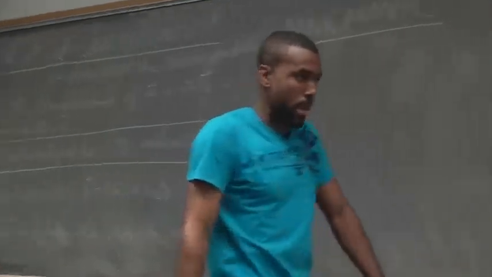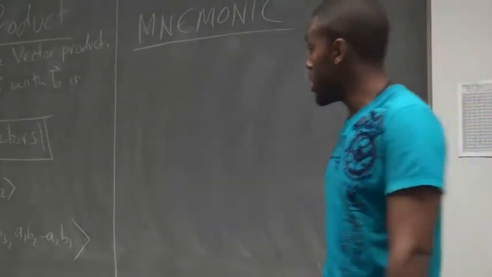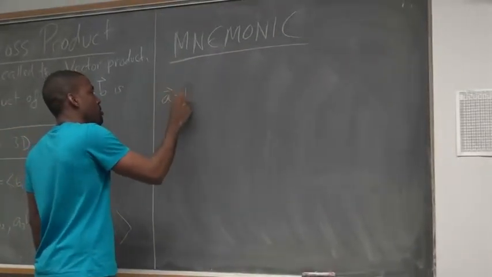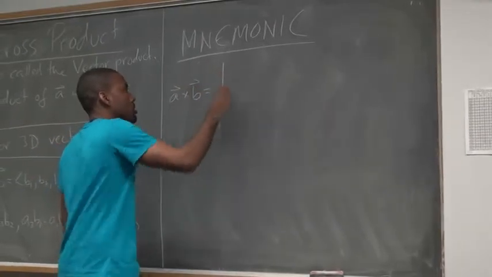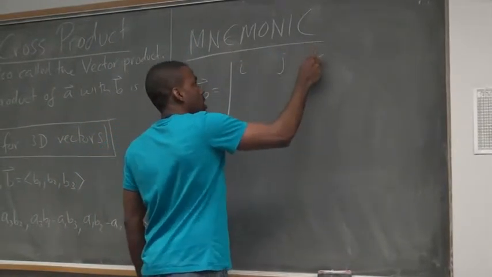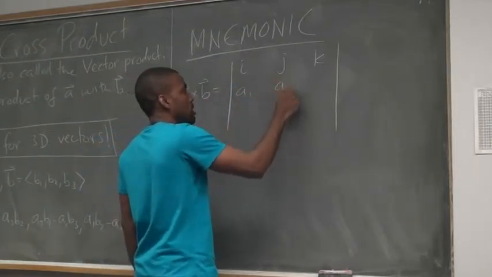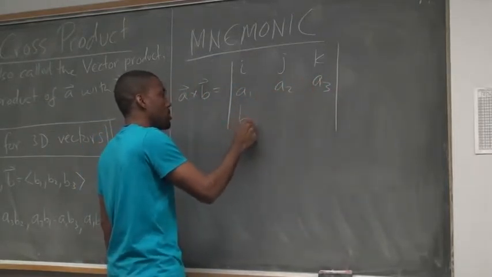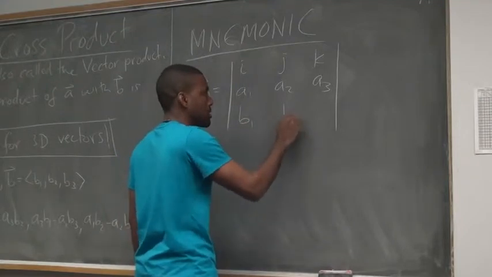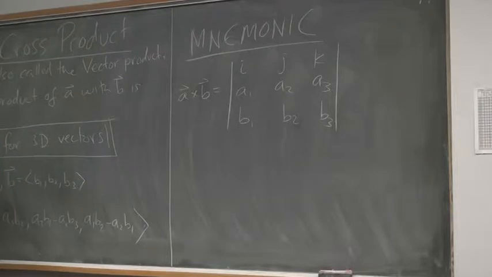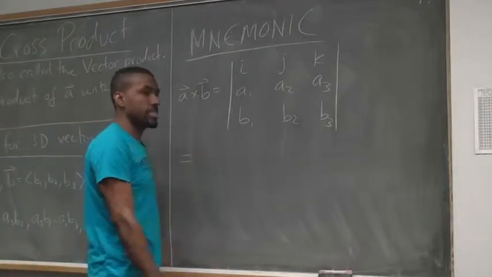And the mnemonic takes us back to algebra, finding the determinant of a 3x3 matrix. Turns out that A cross B is equal to... you line the A components in the second row, the B components in the third row. And you find the determinant of this matrix. Who remembers how to find the determinant of a 3x3?